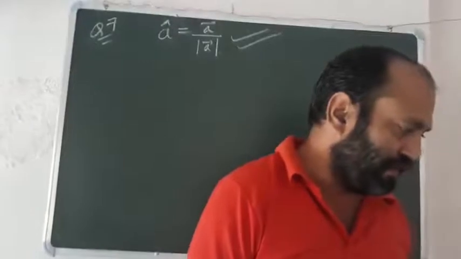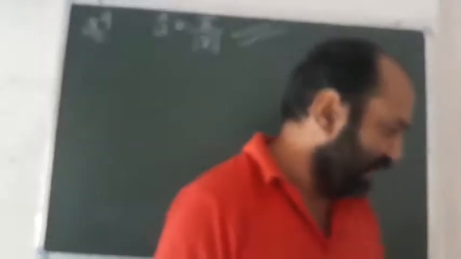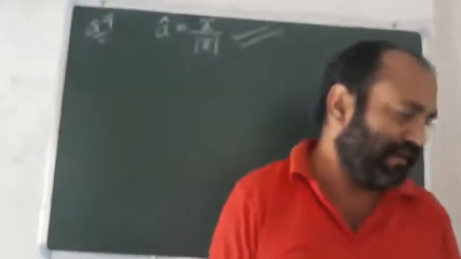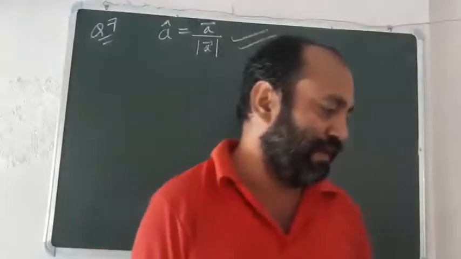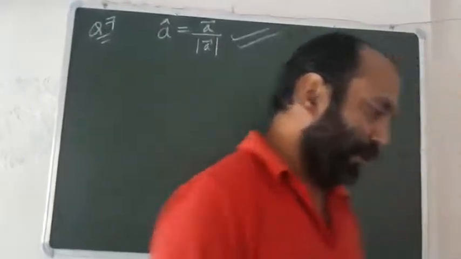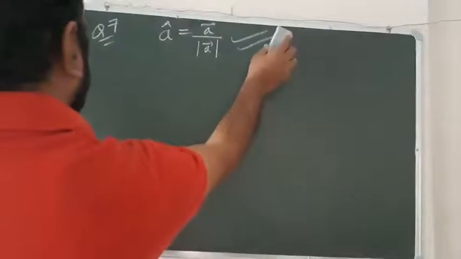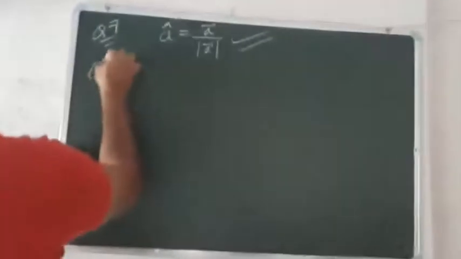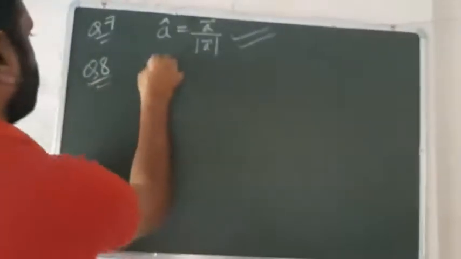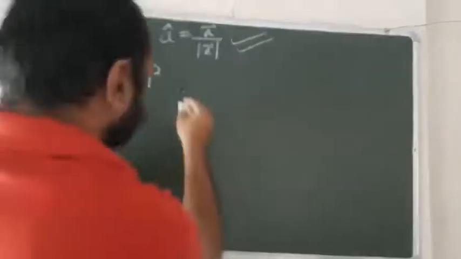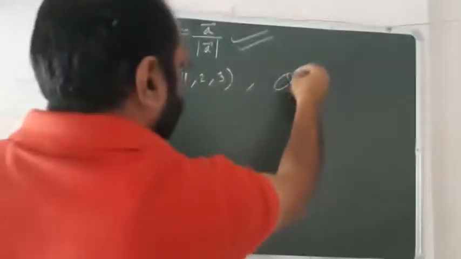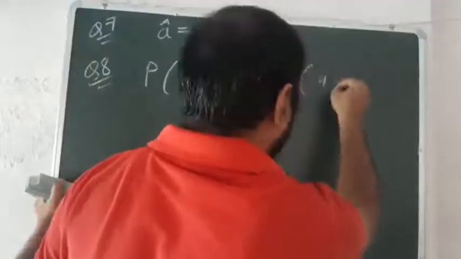Next is also very easy. Question number 8: find the unit vector in the direction of PQ vector, where P and Q are the points given as follows. The point P is 1, 2, 3 and the point Q is 4, 5, 6.